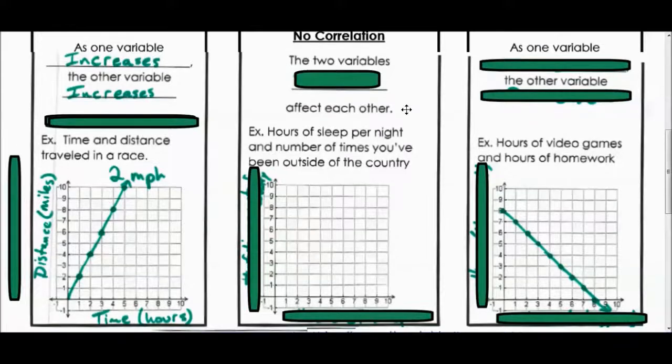The second example we see here is no correlation, where the two variables have nothing to do with each other. They do not affect each other. So one example is the hours of sleep you get per night and the number of times you've been outside the country. Those really don't have anything to do with each other.